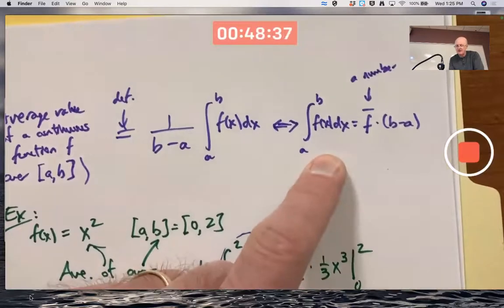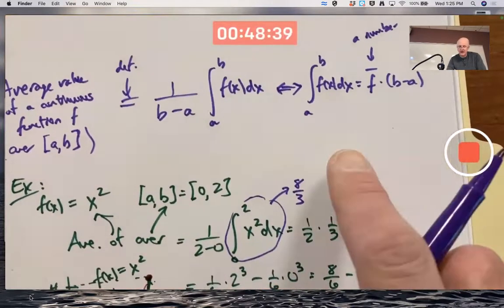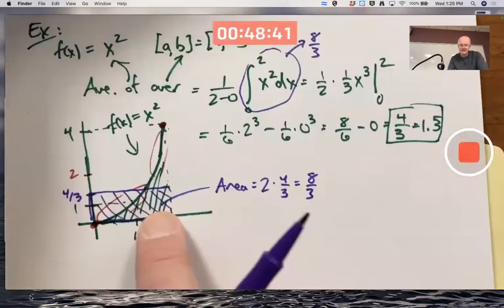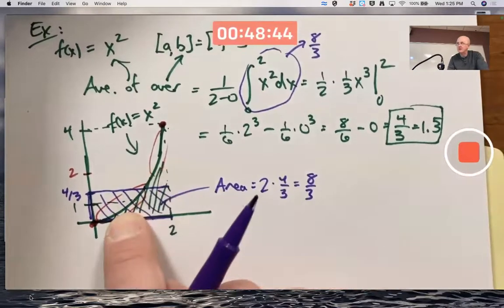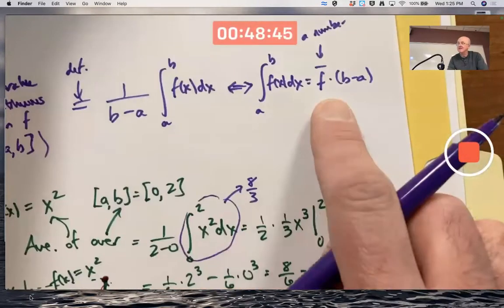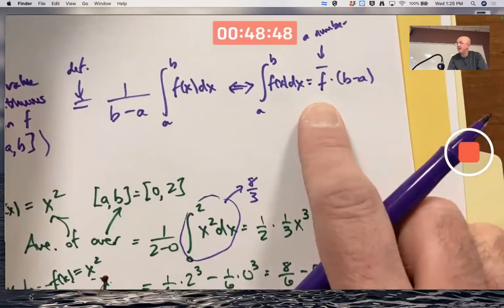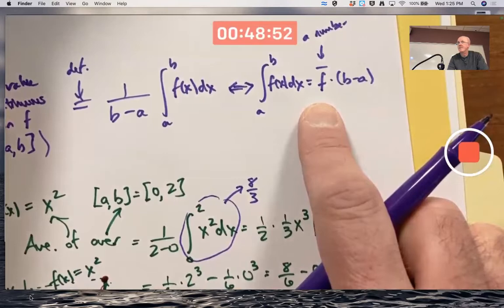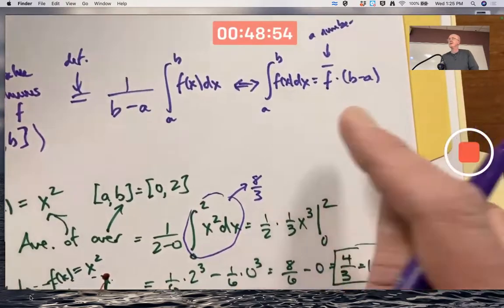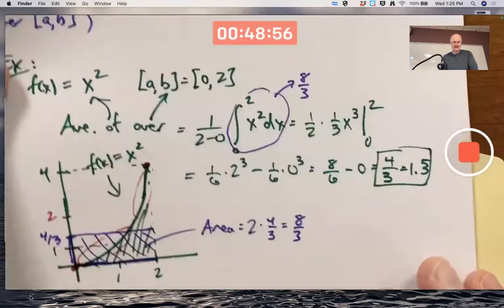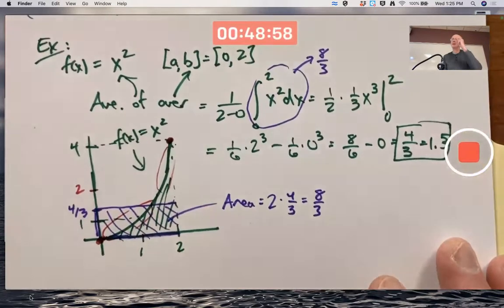But the integral is the area under the curve. This integral right there, for this example, is the green shaded area under the curve. And this product is base times height of the rectangle. They have the same area. They're defined to have the same area.